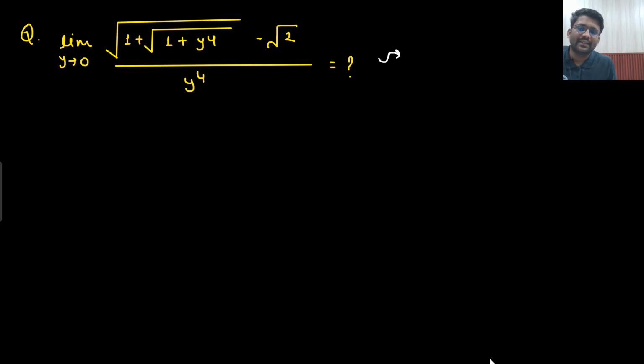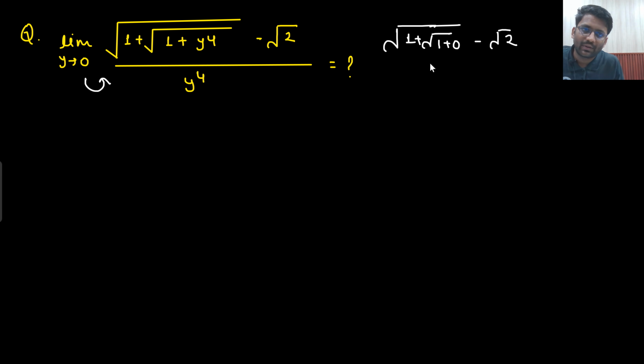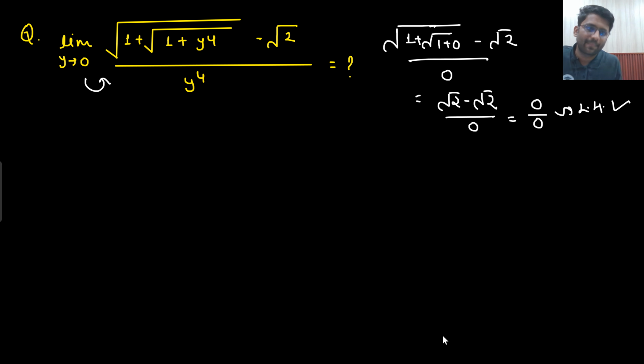But the first thing that will click to me is, sir, let's put the value directly. If I put the value directly, what am I getting? 1 + under root (1 + 0) - under root 2, divided by 0. So that has become under root 2 - under root 2 divided by 0 only, sir. 0 by 0, what does that mean, sir? L'Hopital I need to apply. So I will apply L'Hopital and try to get the answer. But again and again I will have to apply because it is y to the power 4. So it will be time taking, but yeah, let's do it. Another method I will tell you, but let's do method 1, which is L'Hopital.